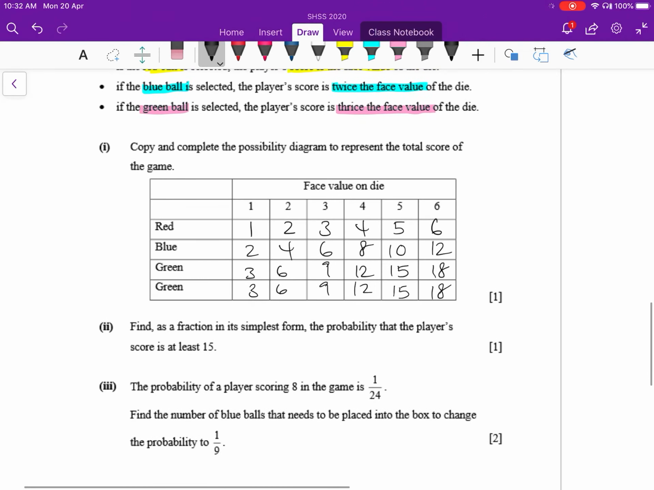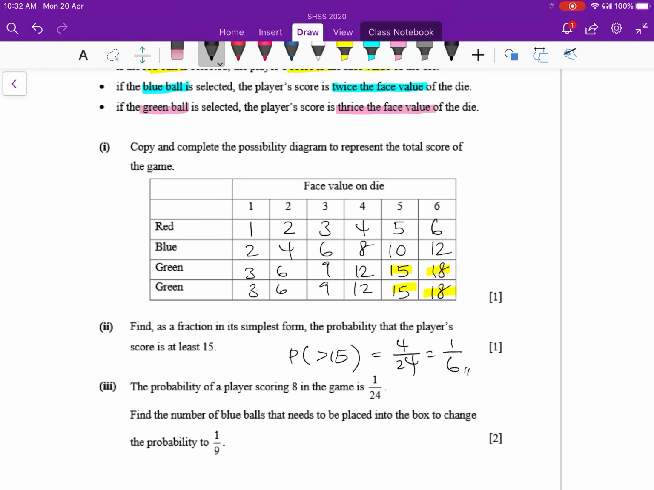Find as a fraction in the simplest form the probability that the player score is at least 15. At least 15 is here, here, here, here. So there are 4. So probability of at least 15, the score is 4 out of 24. You must simplify, you get 1 out of 6, and we are done.